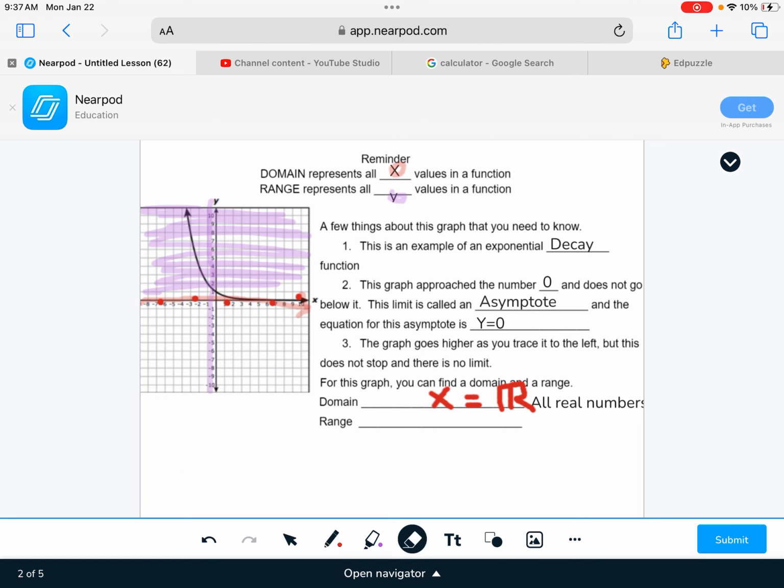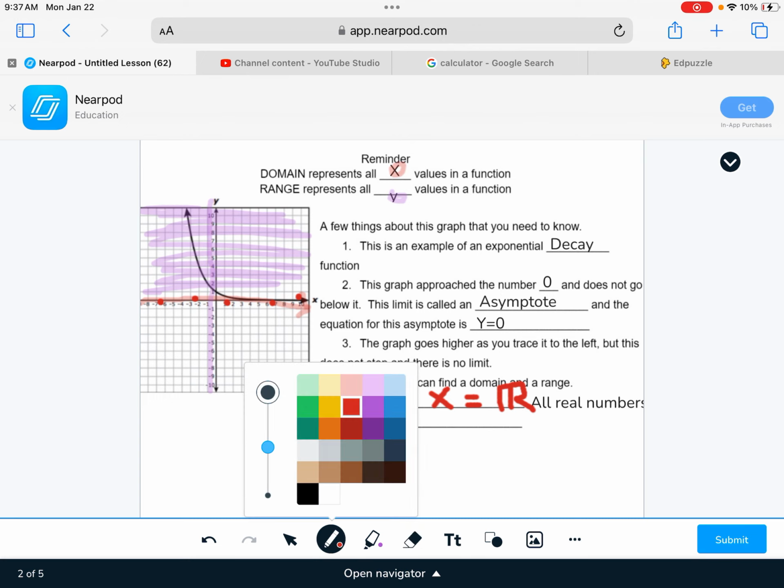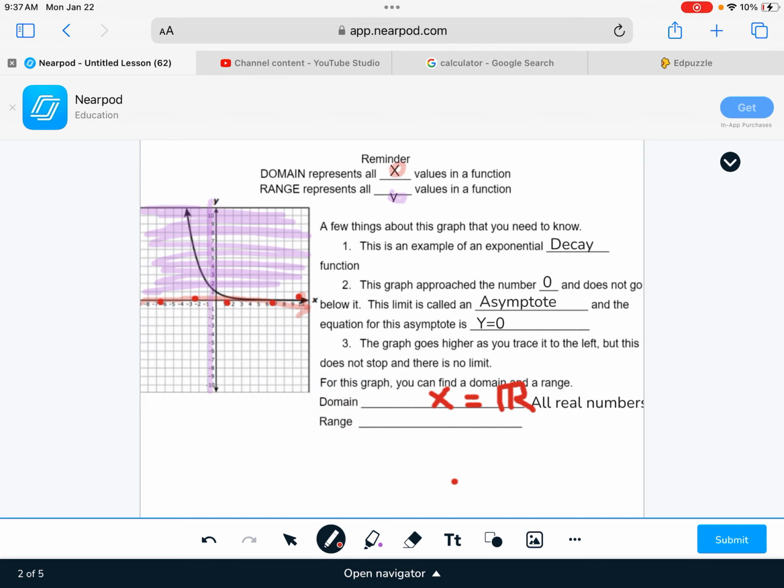That y value is going to remain as 0. So because y has to be bigger than 0, because it can't go below it, that's actually what we're going to write, that y is greater than 0. Not or equal to, because it never actually reaches 0. That's the point. When you have an asymptote, it is a line that this graph cannot touch and cannot cross.